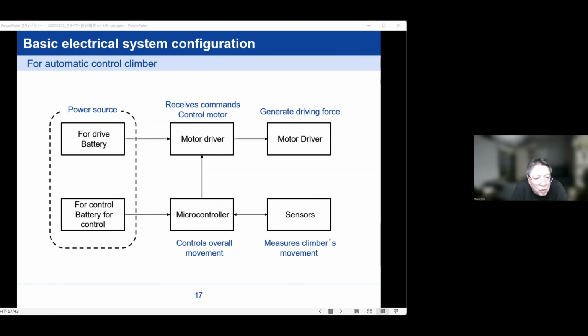As for the transmission configuration, in the case of an automatically controlled climber, basically it becomes this kind of configuration. For the power source, we basically use batteries, a drive battery and a control battery. So the microcontroller controls the whole thing, and drives the motor, which generates unwanted force. The climber's movements are measured by sensors, and that information is fed back to the microcomputer.